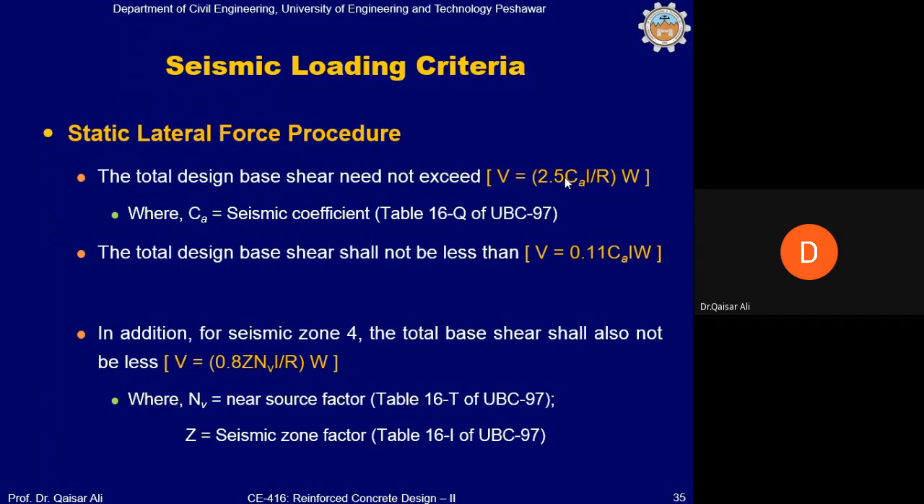Then there is a minimum limit to this. The minimum limit is 0.11 CIW. In addition to these equations, for zone 4 there is another equation: the total base shear shall not be less than 0.8 ZNVI divided by RW. NV is a near source factor, because if it is zone 4, then it is very likely that the building is in very close vicinity to the epicenter. So the near source factor is another factor which, in conjunction with the previous factors, is also applied in the equation.